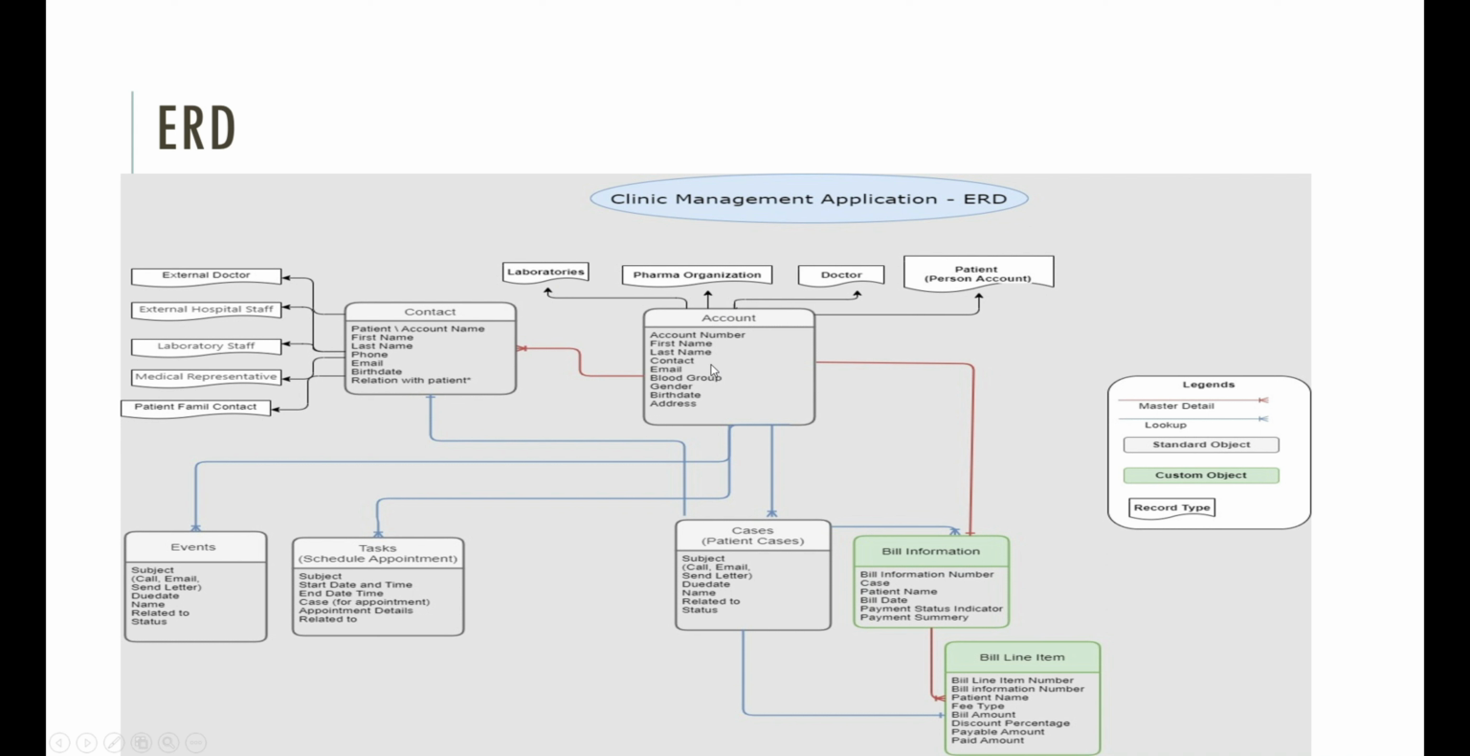Now for every account there will be different contacts. So the contact object is again a standard object which saves information related to contacts of the account. For contact also I have used different record types like external doctor, external hospital staff, laboratory staff, medical representative, and family contact information.